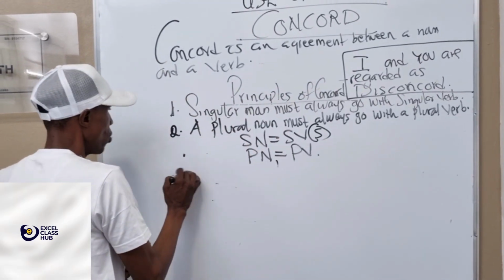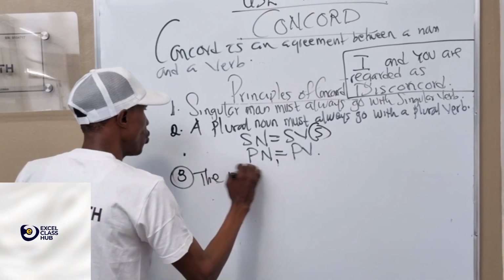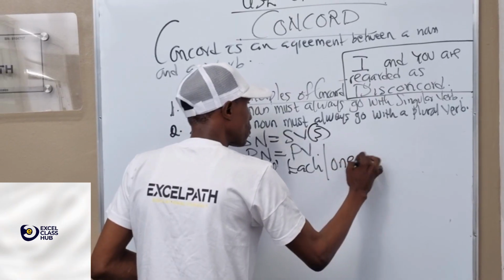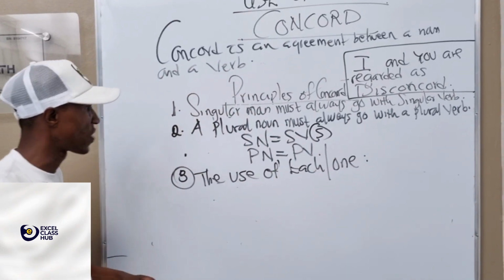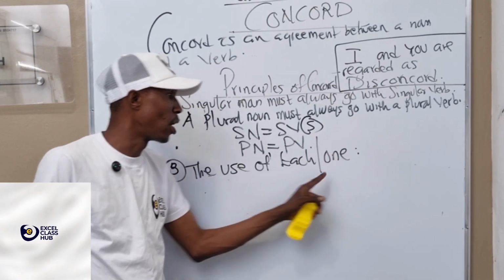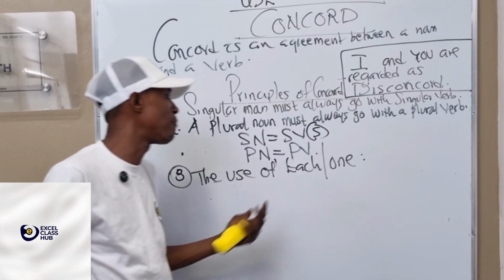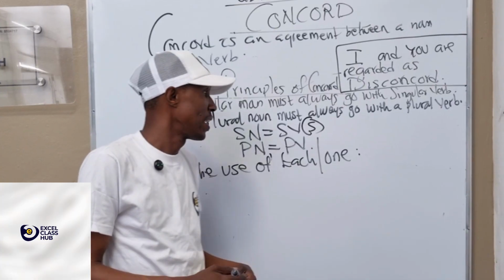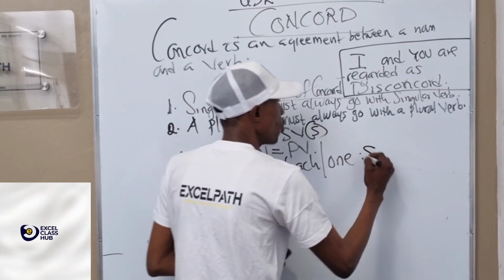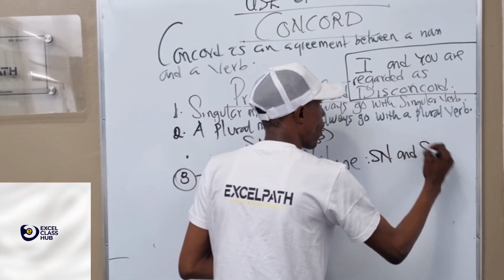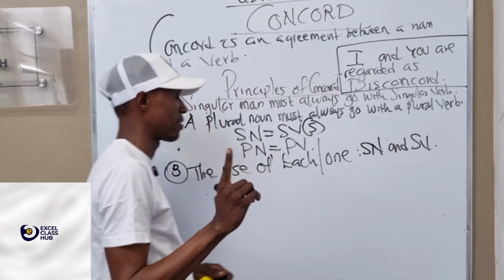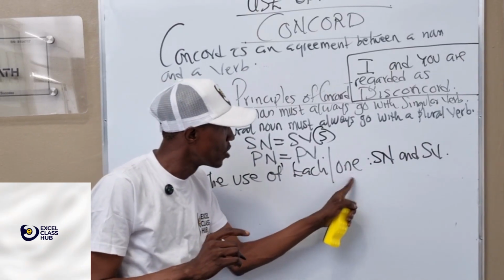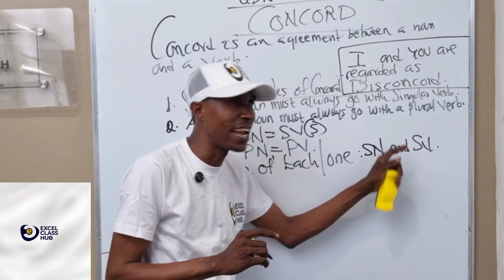concord. Then, number 3 here, we have the use of each/one. The use of what? Each/one. Whenever questions are being asked and are related to each or one, just note that you are going to use your SN and your SV. Please take note of that. Whenever you see a question under each or one, you are following SN and SV.